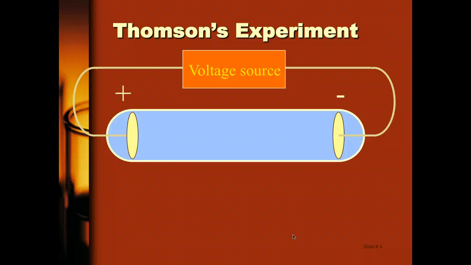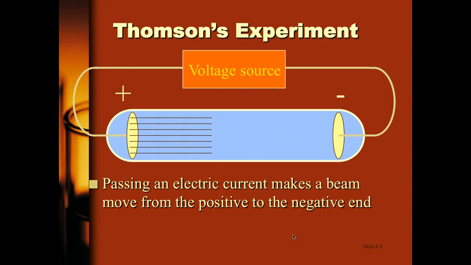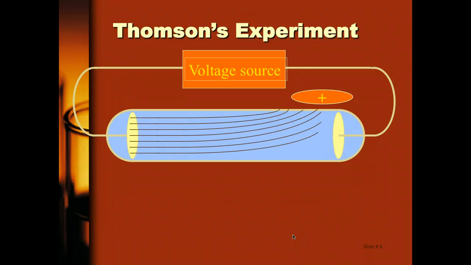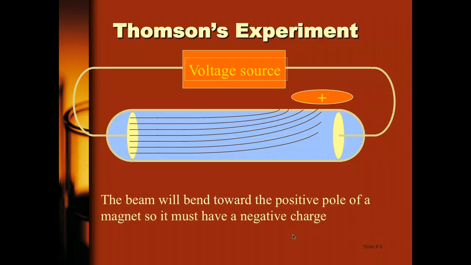All right, so in Thomson's experiment, what he did is pass a power source through, which makes the beam move from the positive end to the negative end. Okay, and what Thomson noticed was that if you take a magnet, you could deflect the beam or draw the beam toward the positive pole of the magnet. So therefore, whatever's moving across that beam has a negative charge, and it's movable, obviously.